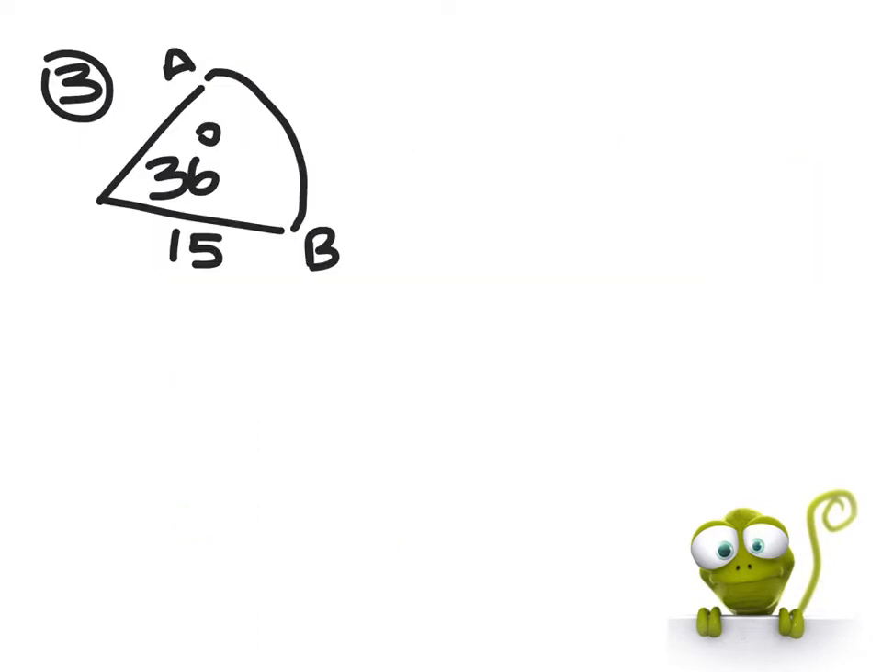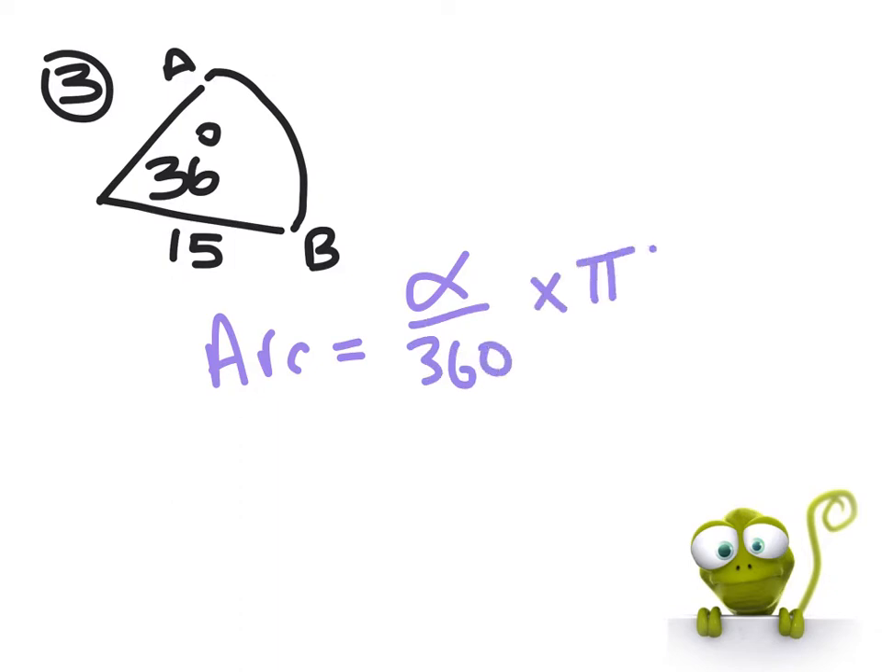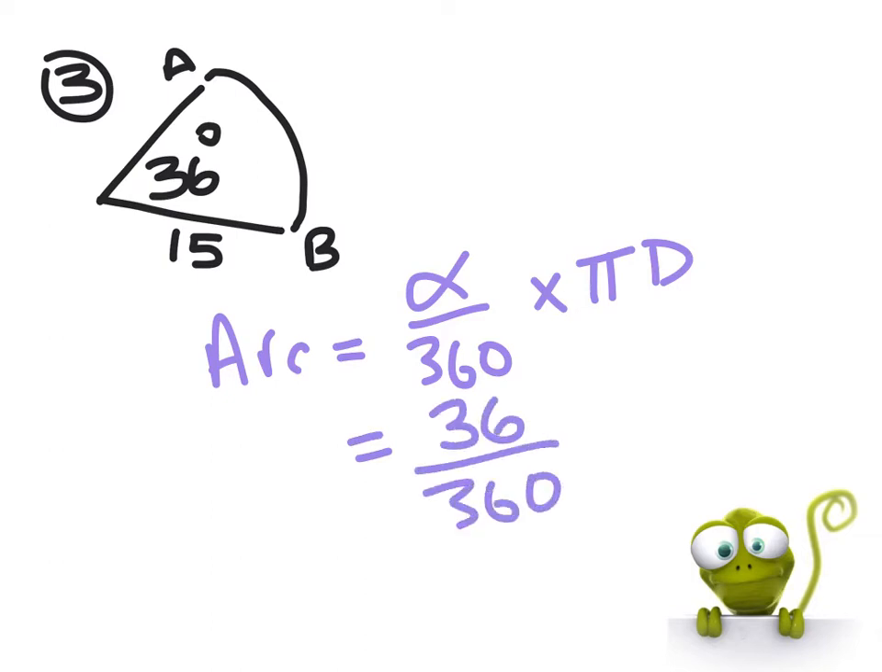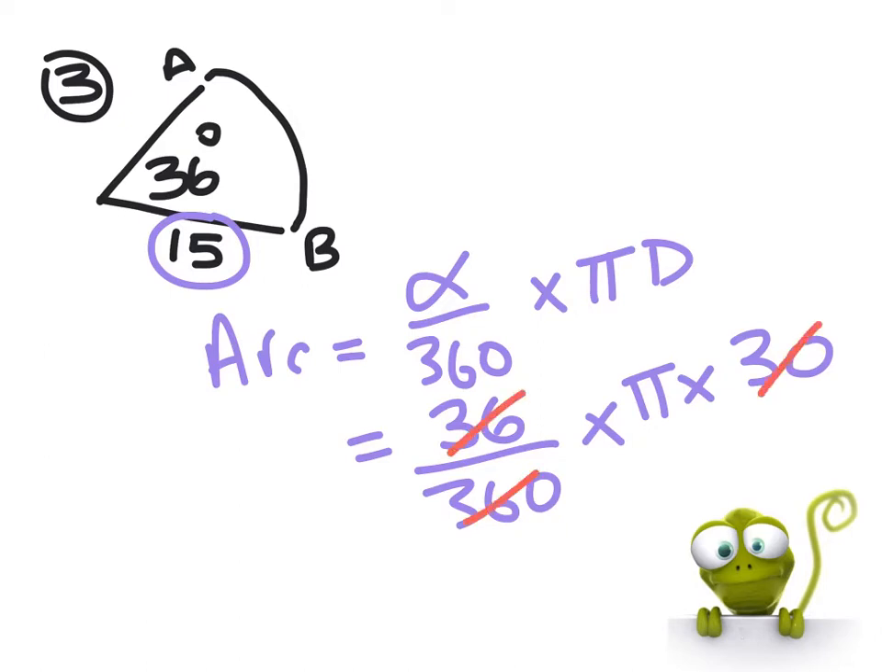Question 3, calculate the arc length. Well, you know the formula for the arc length. It's the angle at the centre over 360 times pi d. So in our case, the angle's 336. Divide by 360 times pi times, now the diameter, remember, is double the radius. So that's going to be times 30. Just like the last question, various things cancel, and you should end up with a nice wee simple answer.